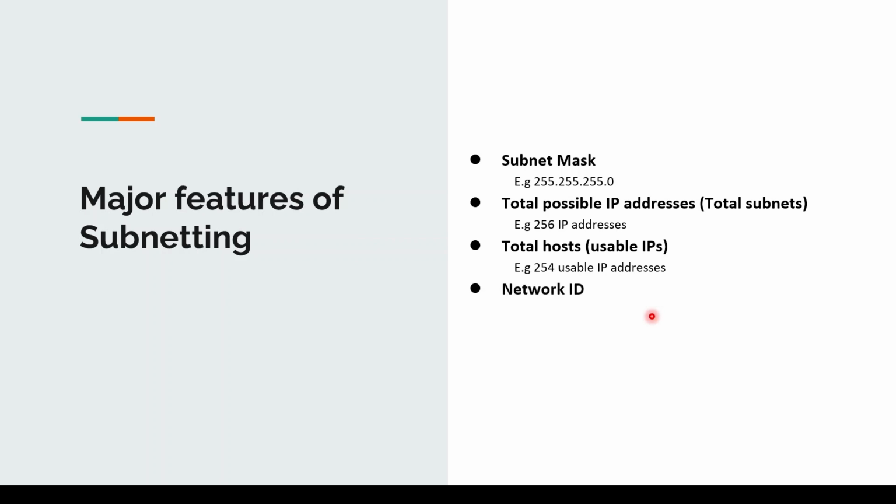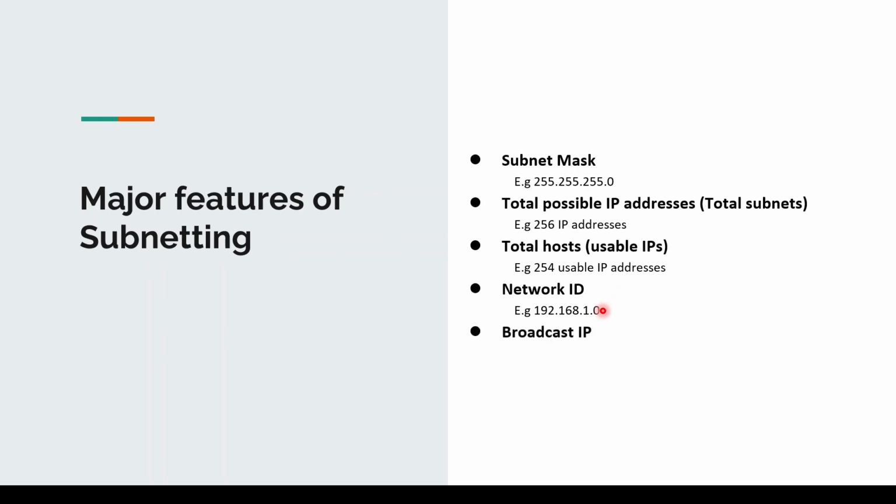Now we have the network ID. The network ID, as the name implies, is used to identify a particular network, and it is the same across all the IP addresses on this particular network. So for example, we have something like 192.168.1.0. Usually the network ID is the first IP address in the range of IP addresses. In this particular example, this is the first IP address and it is the network ID.